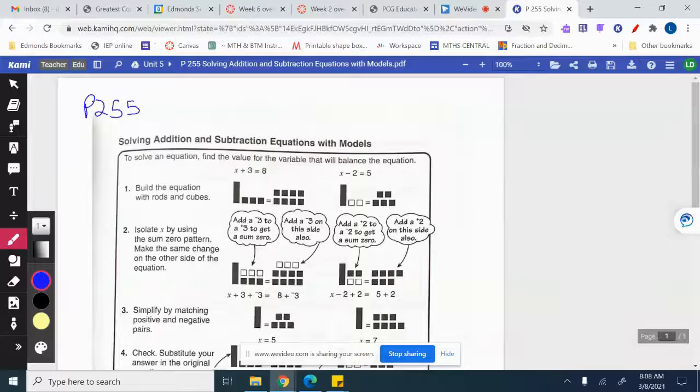We're actually doing a worksheet and using addition and subtraction to solve equations with models. Remember that black is positive and white is negative, and the long bars are x. So let's go through and I'm going to explain what they did for the two examples. So I have x plus 3 equals 8. So this is x, 3 positive equals 8.